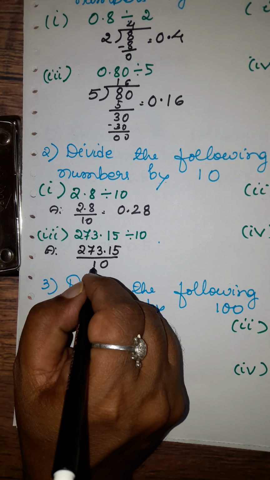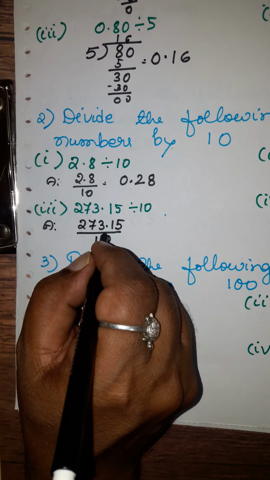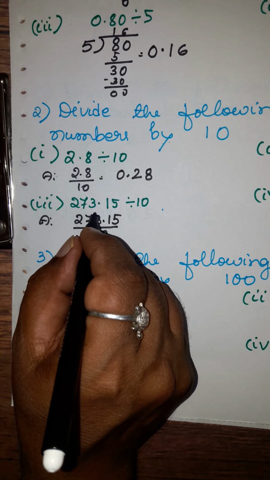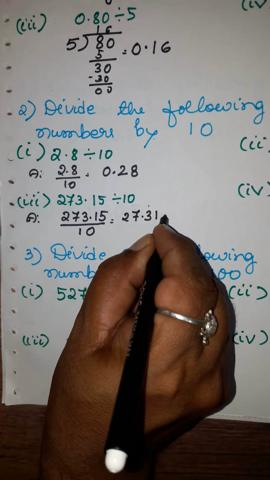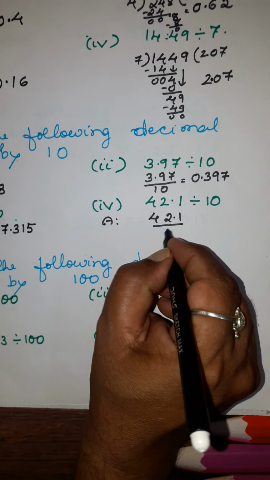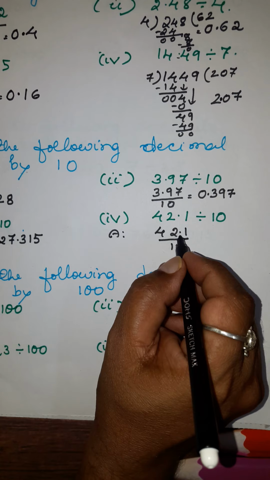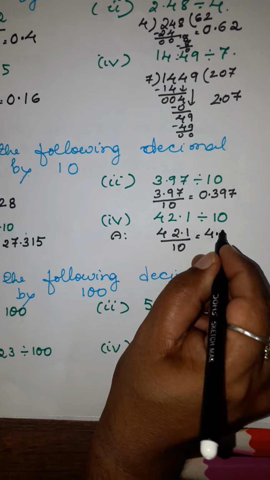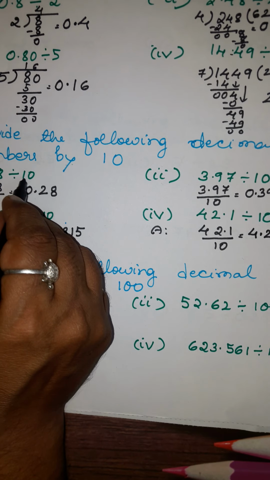So in this number, 273.15 divided by 10. In the denominator, to the right of 1 you have 1 zero. That means only one place you have to move. That means the decimal point should be moved one place to the left. So you'll get 27.315. In this problem, 42.1 divided by 10. So after 1 there is 1 zero to the right. Therefore we have to move the decimal point to the left by one place and get 4.21. This is the answer. Now you know how to divide the decimal numbers by 10.